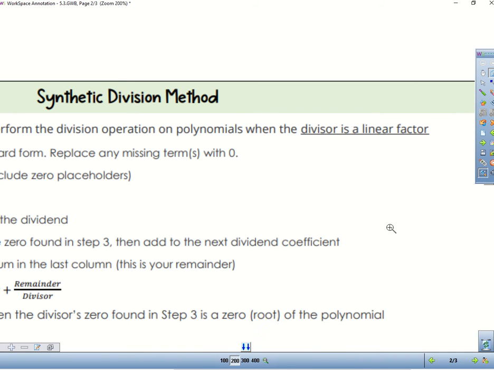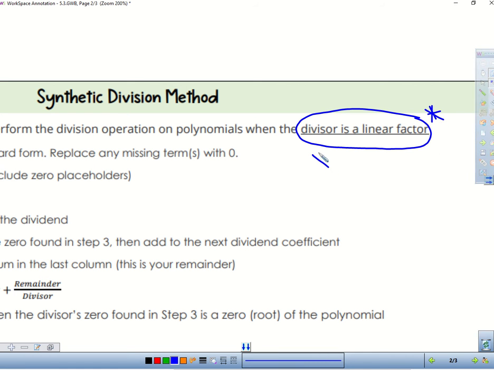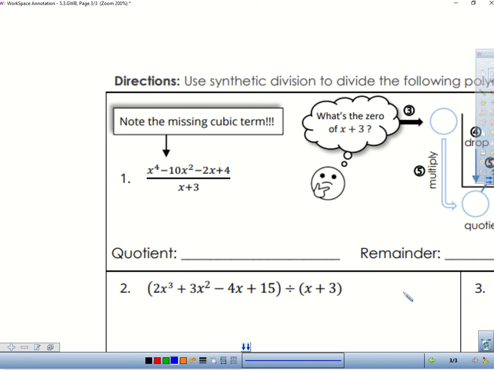So what I was trying to show you is your divisor has to be a linear factor in order for you to use synthetic division. Some examples of this are like x minus 1, x plus 3, anytime that it's a linear factor with just two terms, okay? So that's a requirement for you to use synthetic division.